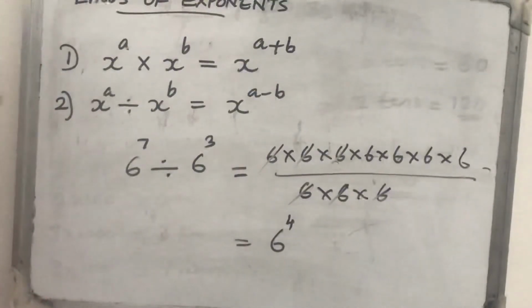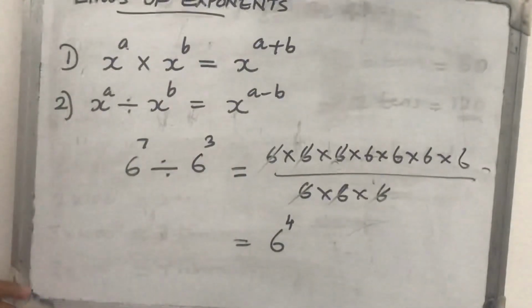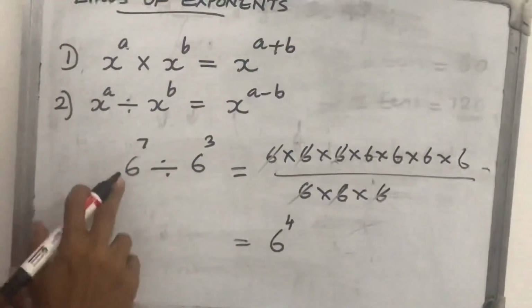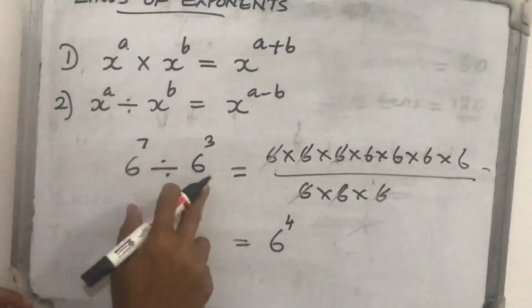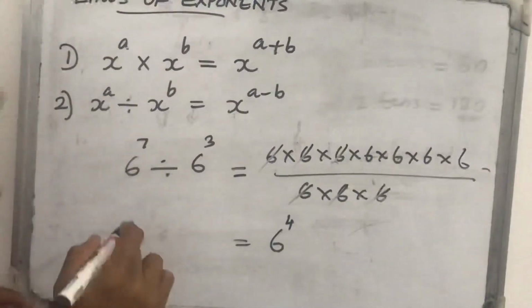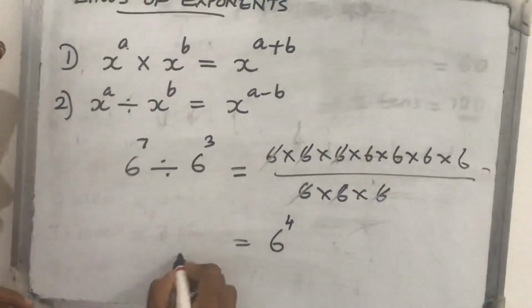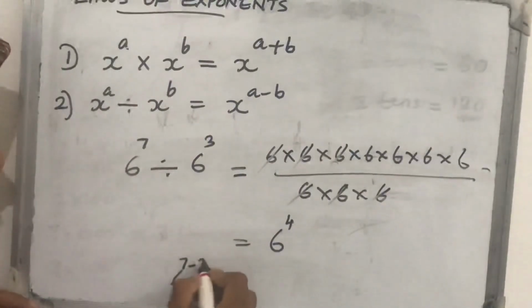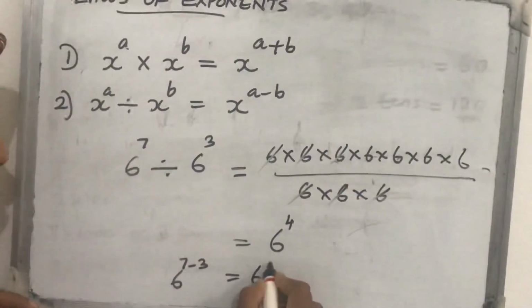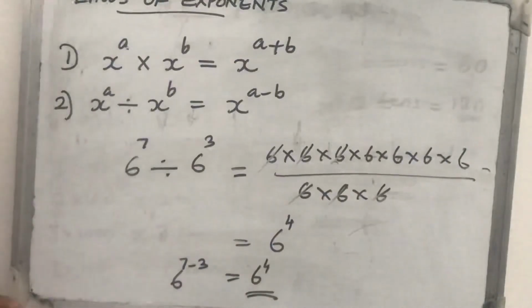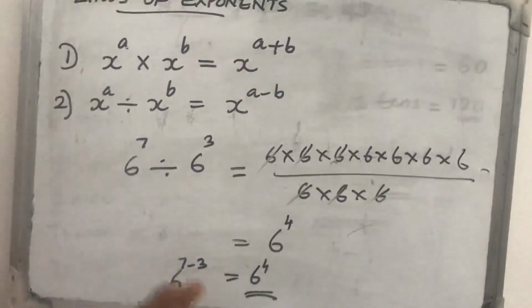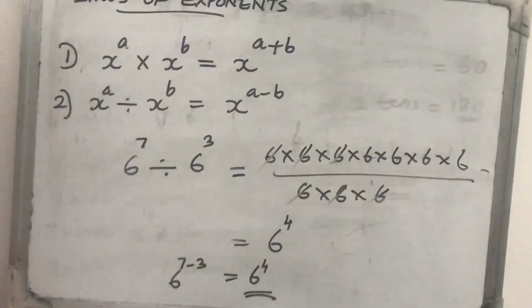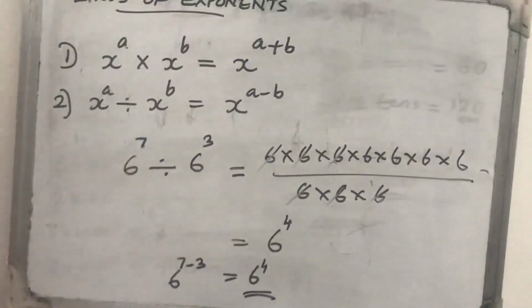Okay, when we use this law of exponents, we can simply write 6 raised to 7 divided by 6 raised to 3. With that law, it will be 6 raised to a minus b, so 7 minus 3, that is equal to 6 raised to 4. Okay, if we know the law, we can do the calculation very fast. Okay, so this is very important.